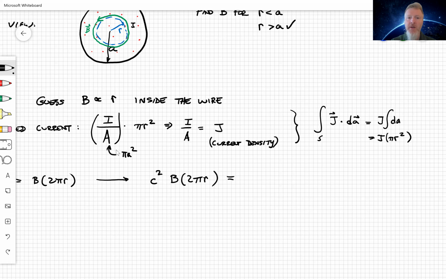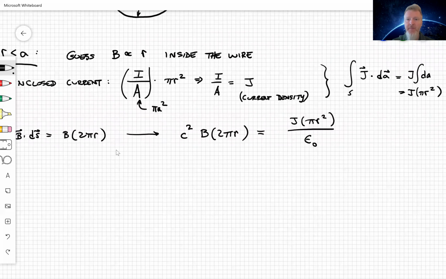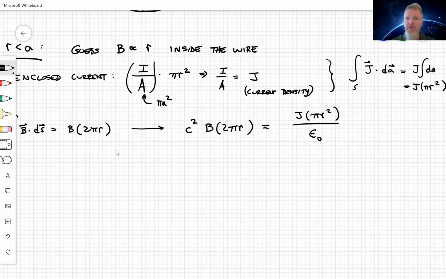So we're going to do J times pi r squared here, and we're going to divide that whole shebang by epsilon naught. All right, so that's the flux of current density through the surface of the Amperian loop, and that's epsilon naught. So this is Ampere's law, so we're good to go. I'm going to get rid of the pi. I'm going to drop off an r, and I'm going to swing the 2 and the c squared underneath.